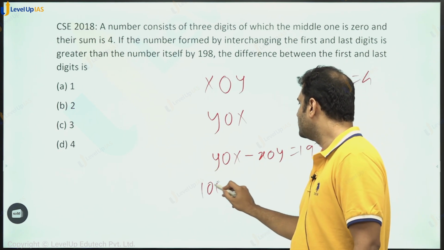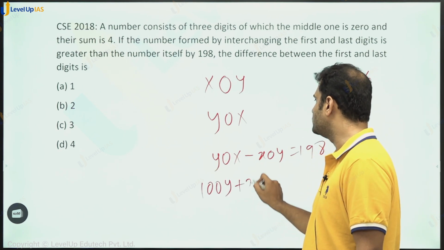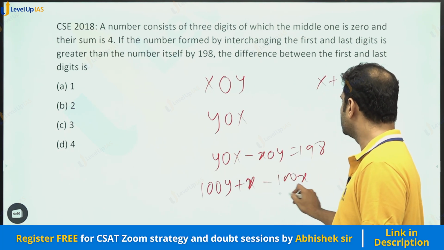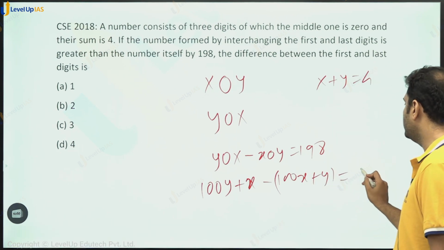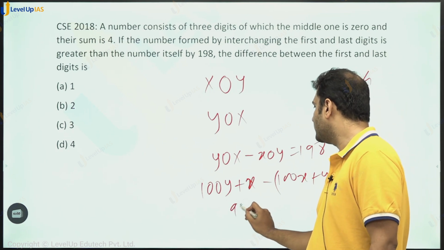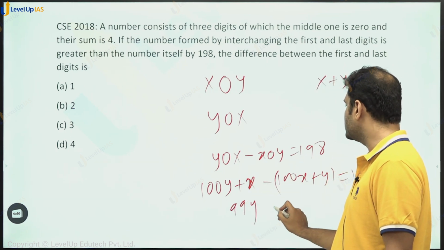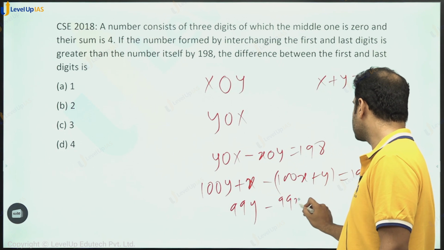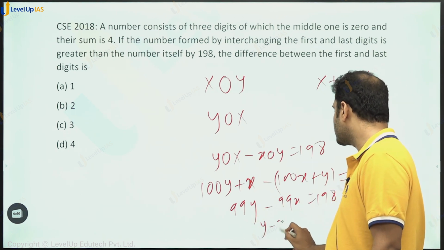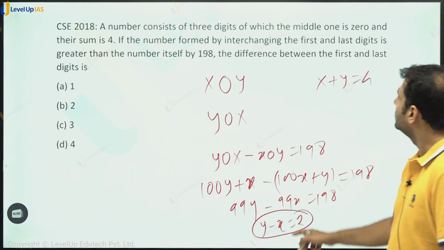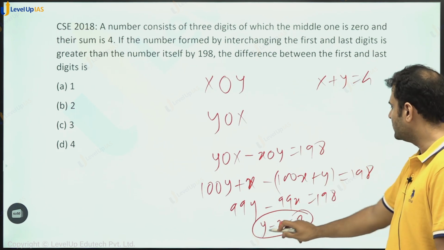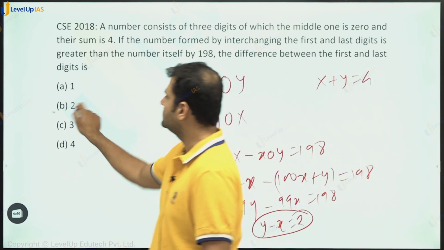y0x is 100y plus x. 0 into 10 is 0, minus 100x plus y is equal to 198. 100y minus y is 99y and x minus 100x is minus 99x, equal to 198. If you divide by 99, you will get y minus x is equal to 2. पूछा क्या है? डिफरेंस बिटवीन द फर्स्ट एंड द लास्ट डिजिट. वही पूछा है. फर्स्ट एंड द लास्ट डिजिट का डिफरेंस y minus x is 2. So answer here is D.